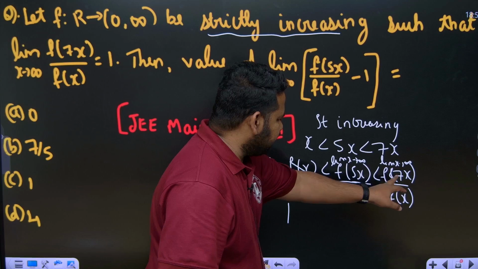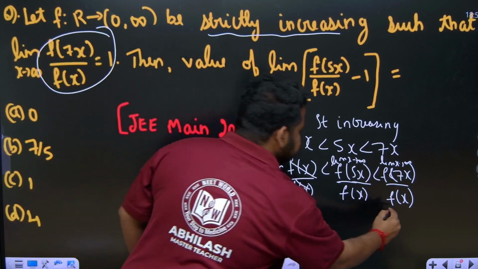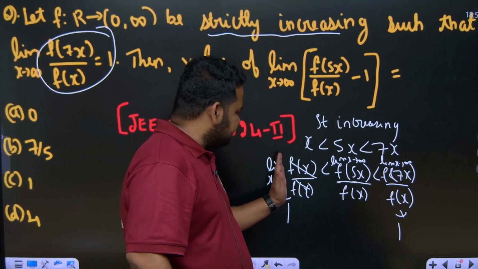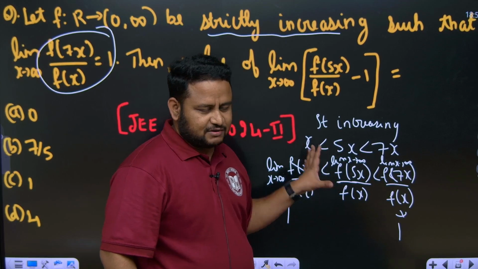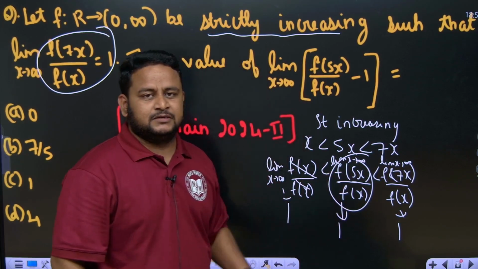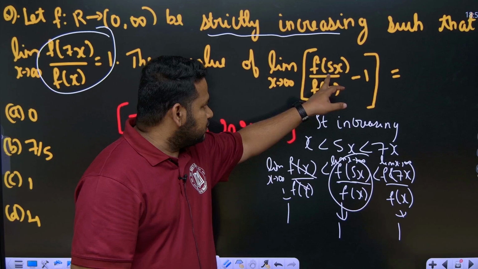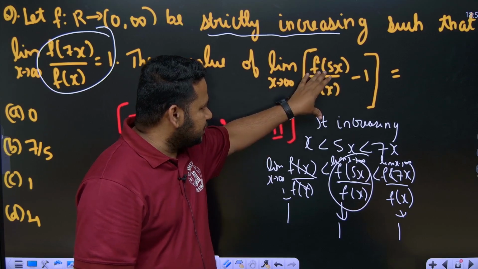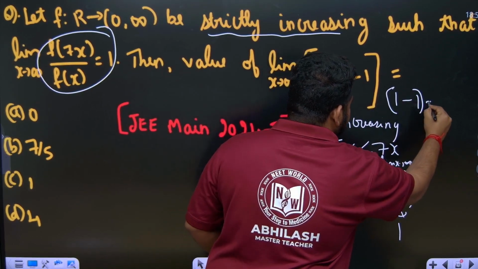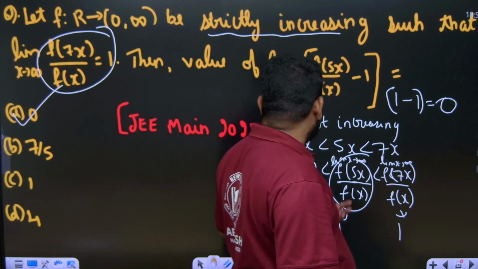Limit of f of 7x by f of x as x tends to infinity, they have given the answer as equal to 1. So this answer will also be equal to 1. So f of 5x by f of x is sandwiched between this function and this function. So by using the sandwich theorem, we will also get it as 1. So f of 5x by f of x will be equal to 1. So this is 1 minus 1, that will be 0. That is option A.